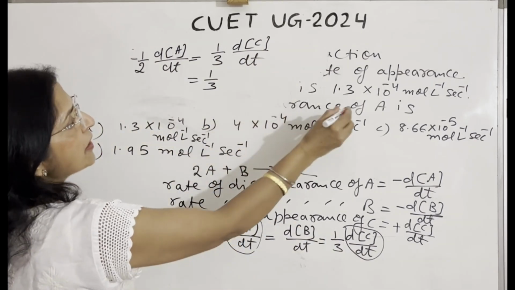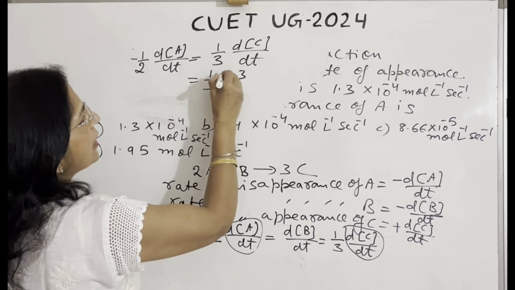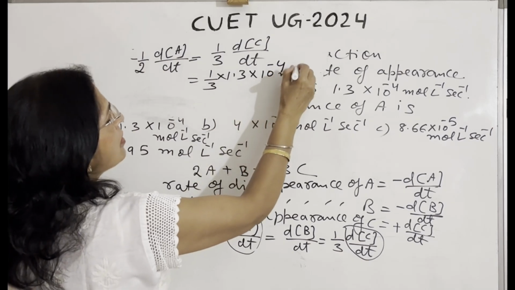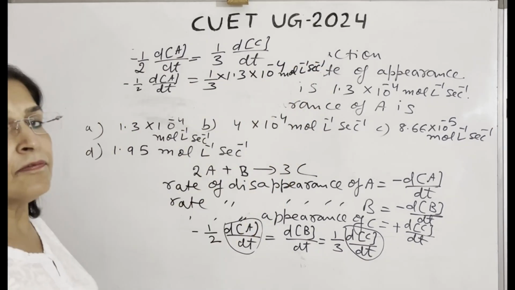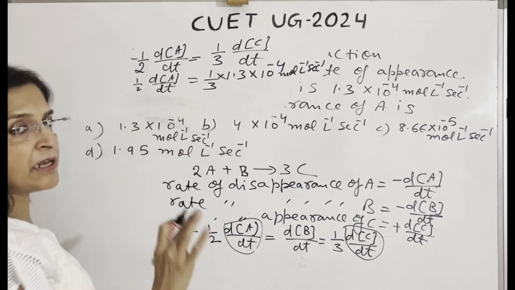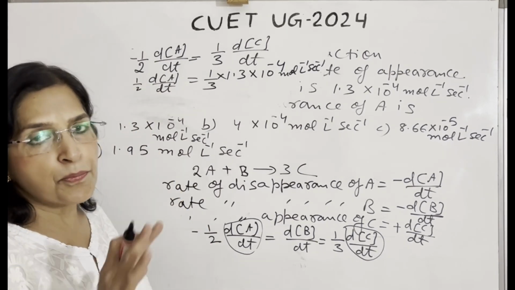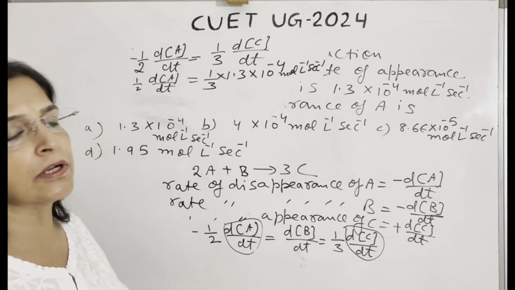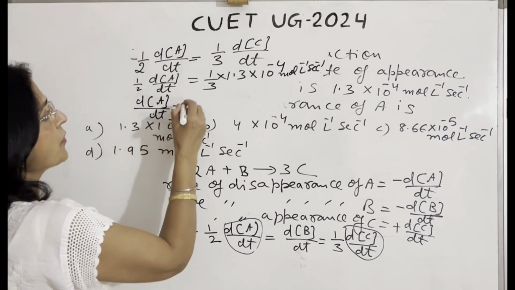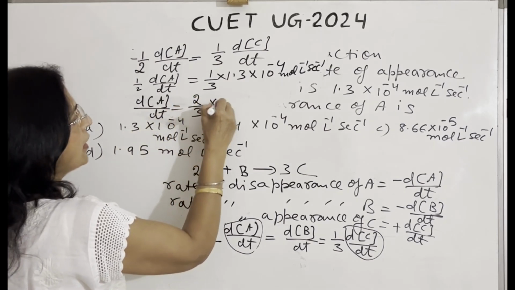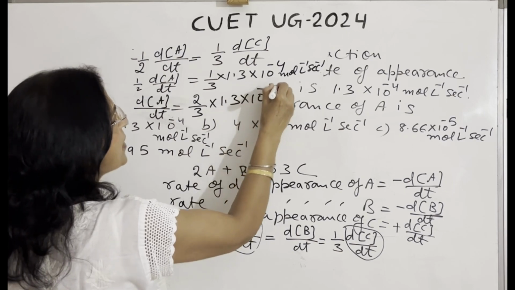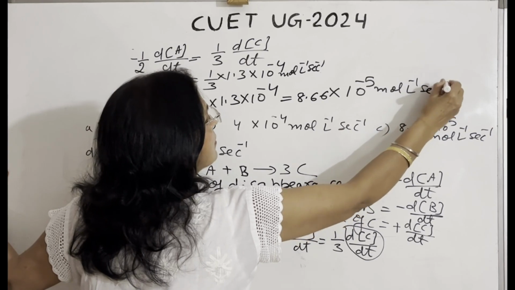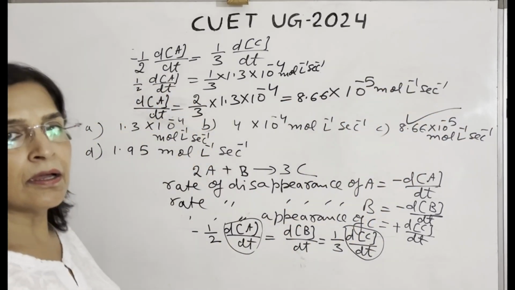Value of rate of appearance of C is 1.3 into 10 raised to the power minus 4. We will put this value here, mole per liter per second. We will ignore this negative sign. Mathematically this sign has no importance. Minus sign and plus sign are used to indicate which is the reactant and which is the product. Rate of disappearance of A will be equal to 2 by 3 into 1.3 into 10 raised to the power minus 4. Now solve this and the answer comes this one. So C is the correct answer.